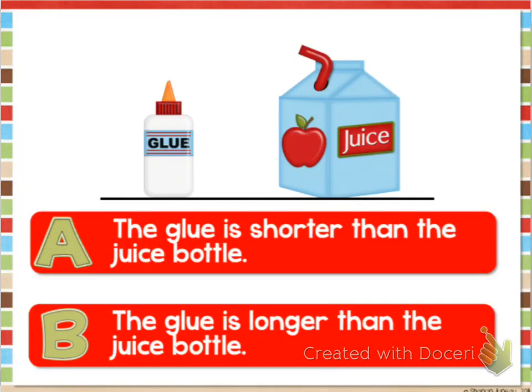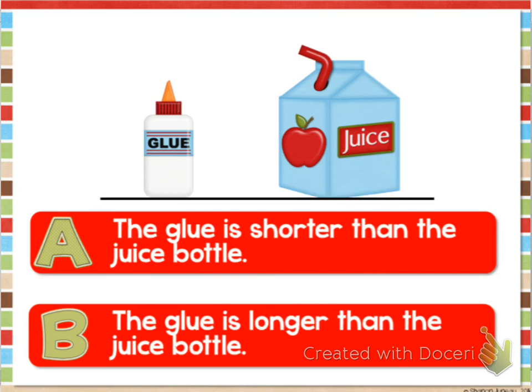Today we're talking about Module 3, Lesson 1. In this lesson, we're talking about being able to compare length of objects by aligning endpoints. So looking at this, we have glue and juice. And the endpoint, aligning it to the endpoint, is this black line that we have right here.